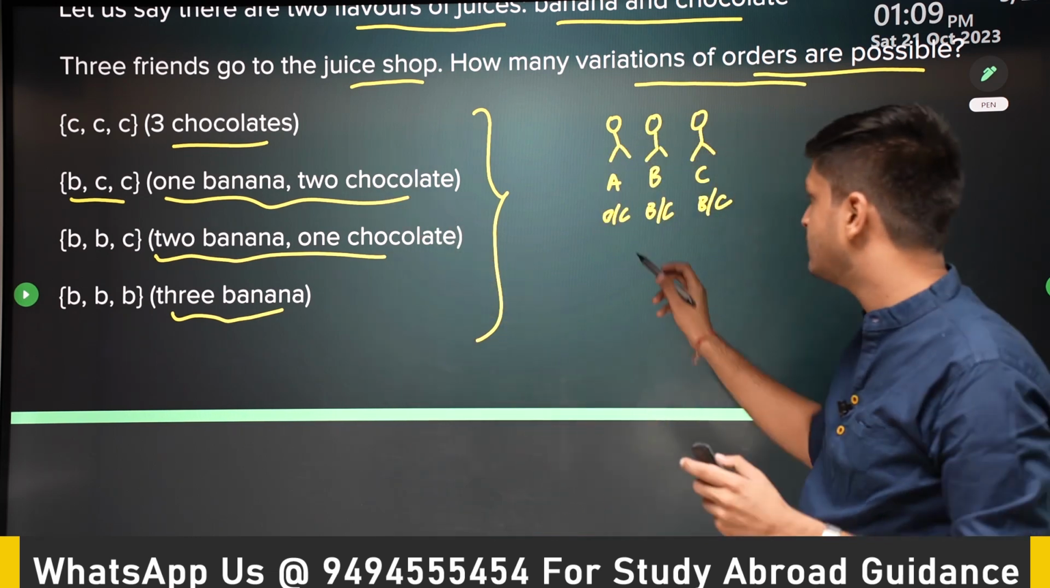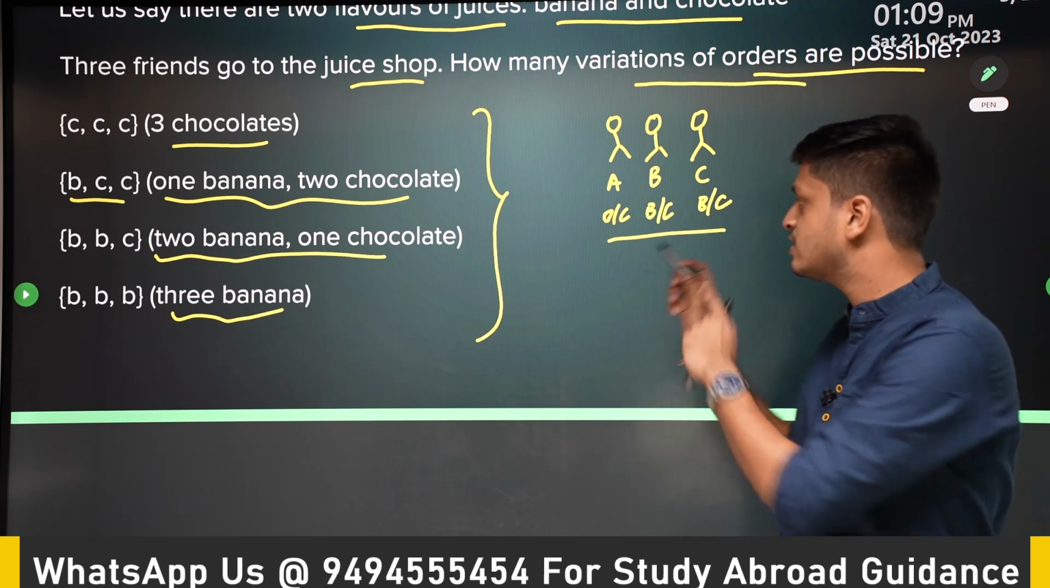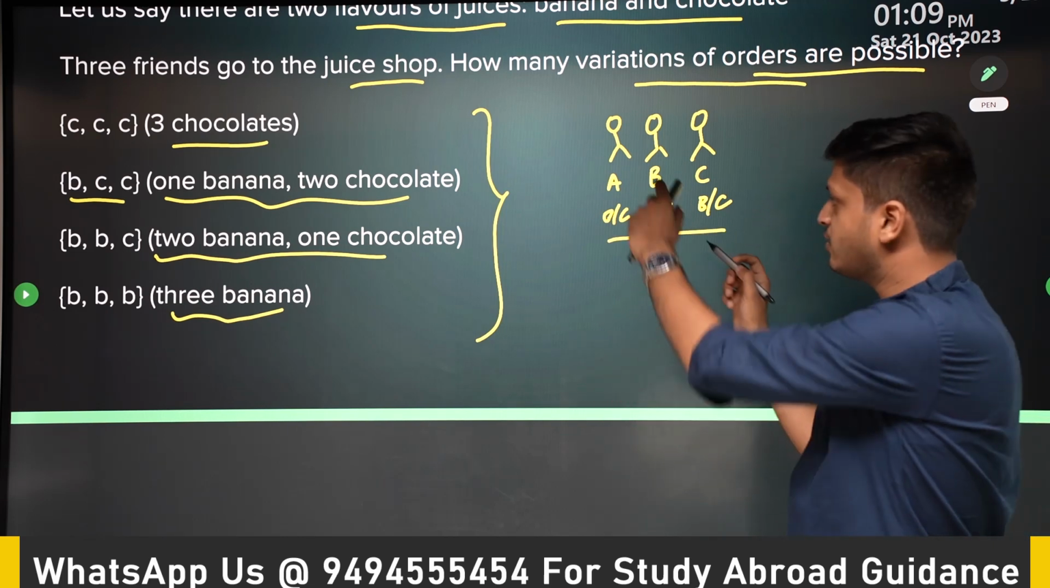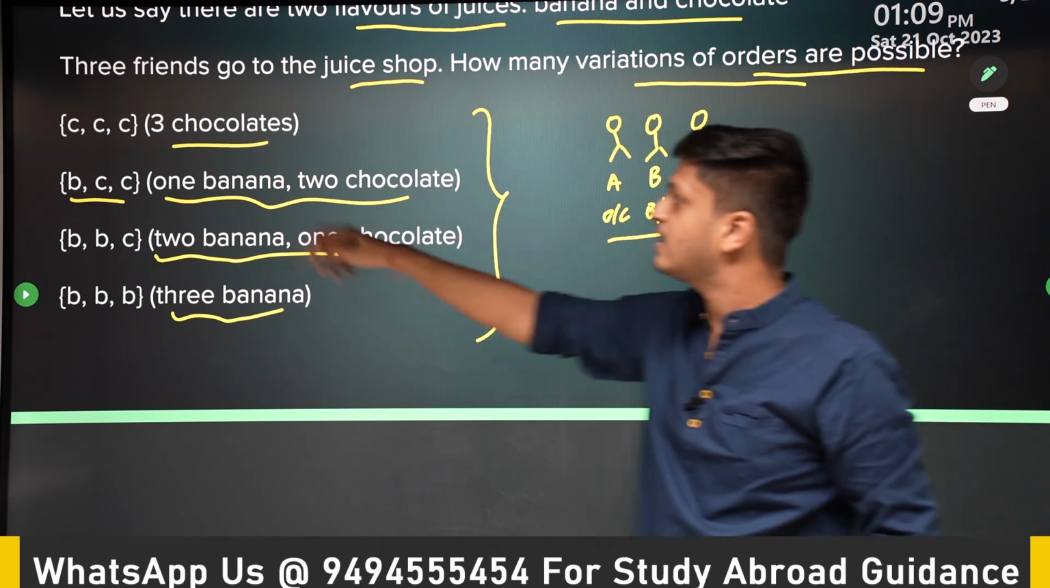So here, ordering was important. So this was permutation with selection. Here we were selecting and then ordering as well. But here ordering is not important.